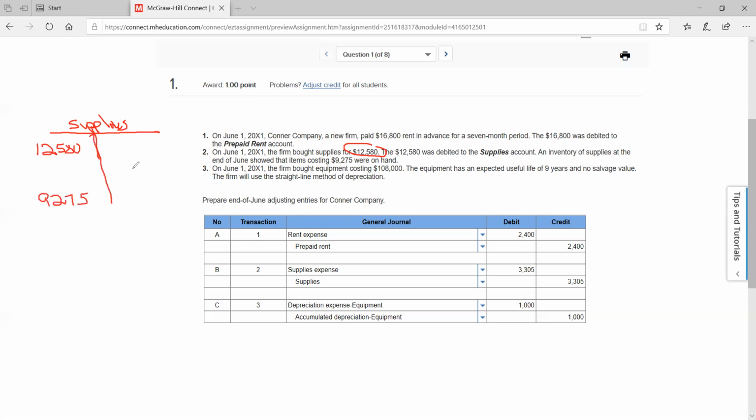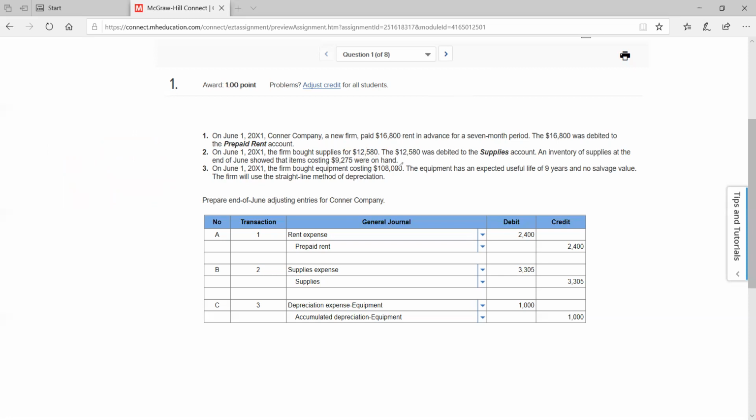$9,275. So our adjusting entry is going to be for what they used, and what they used, you just have to take the difference between these two, and the difference would be $3,305. Notice down over here, they're going to be debiting supplies expense for $3,305, and then crediting supplies for $3,305 for what you used. So that's the second one.